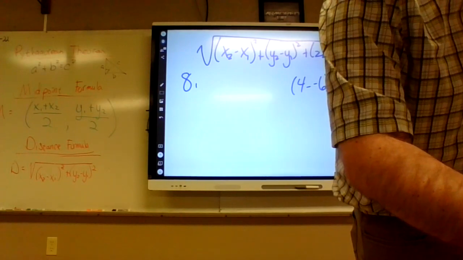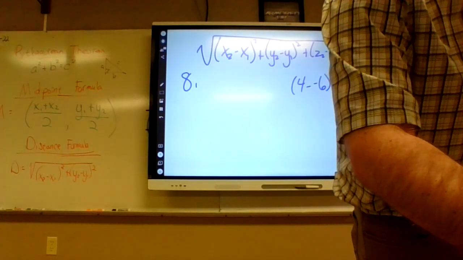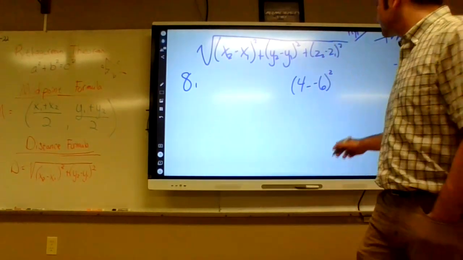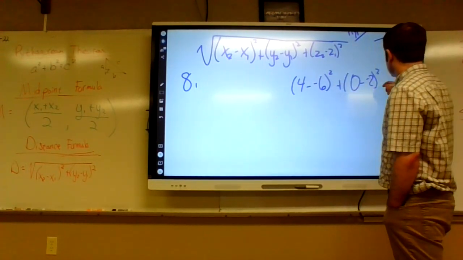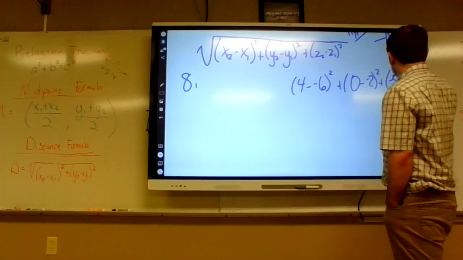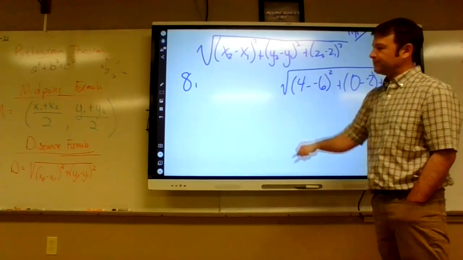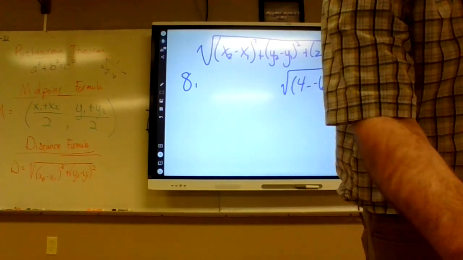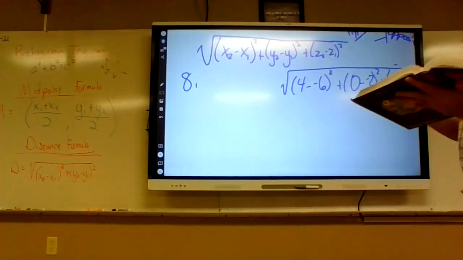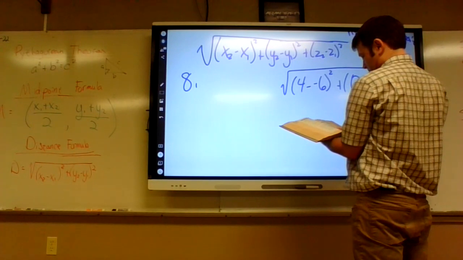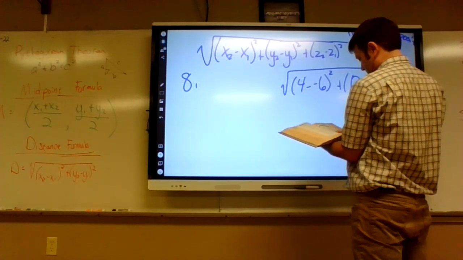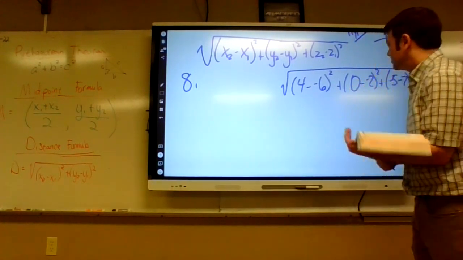4, negative 6. I have the answers. 0, negative 2, negative 5, 7. Did I copy it right? 4, negative 6, 0, negative 2, negative 5, 7. I did it.